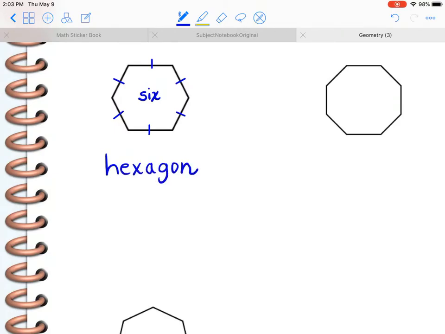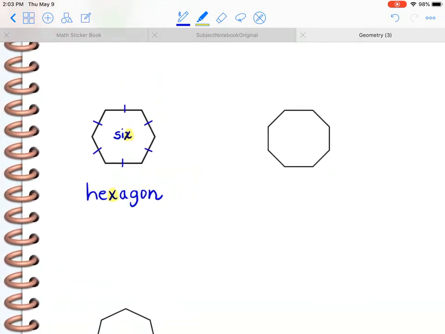And the way that I remembered this term was that the word 6 has an X, and so does hexagon. So hexagon is a 6-sided polygon. So any polygon that has 6 sides would be called a hexagon.